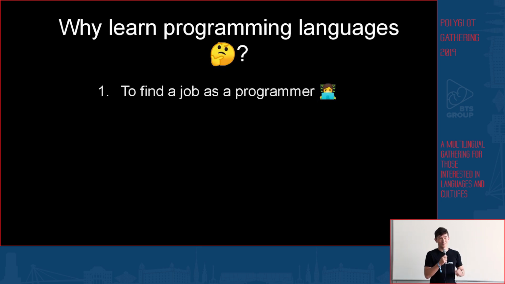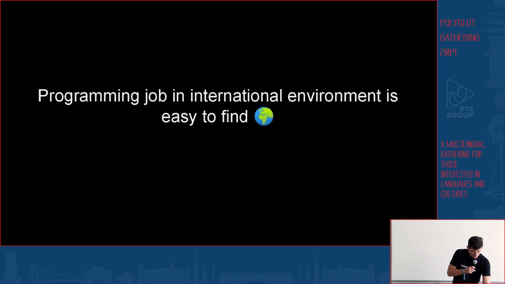Yeah, so the first benefit of knowing programming languages is that you can become a programmer. Even if you don't feel excited about it and you're scared of sitting in a room and not talking to anyone, I will try to rectify this and convince you that it's actually a pretty cool job. So it's very easy to work as a programmer in an international environment.